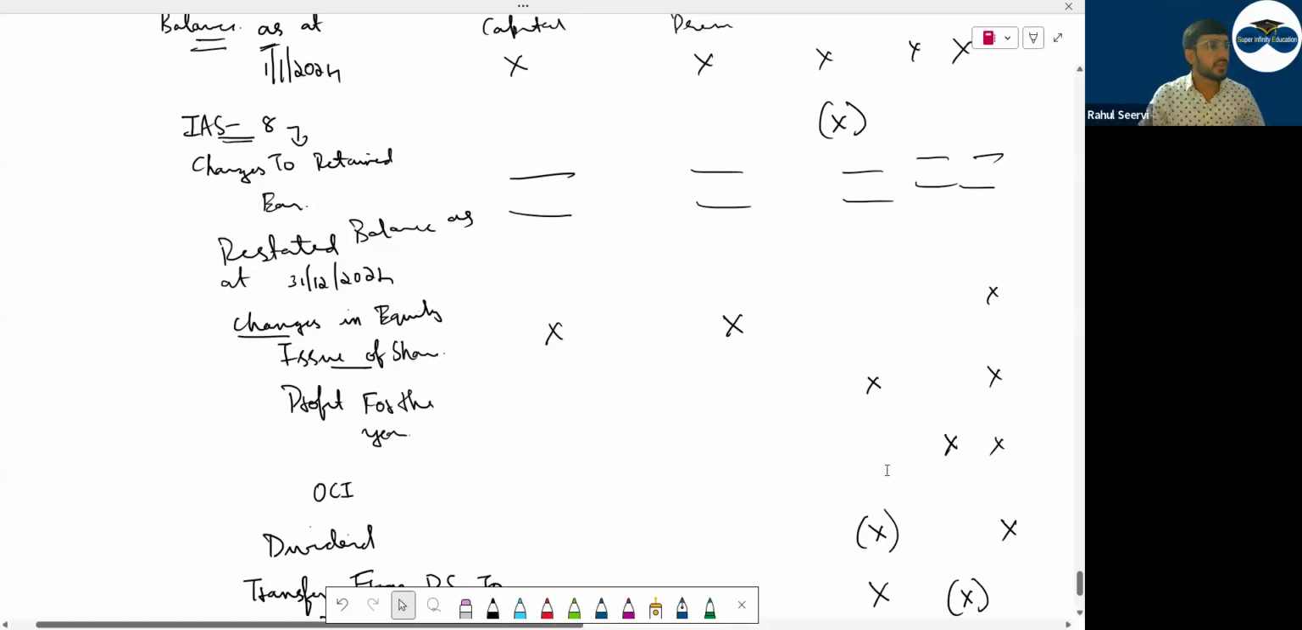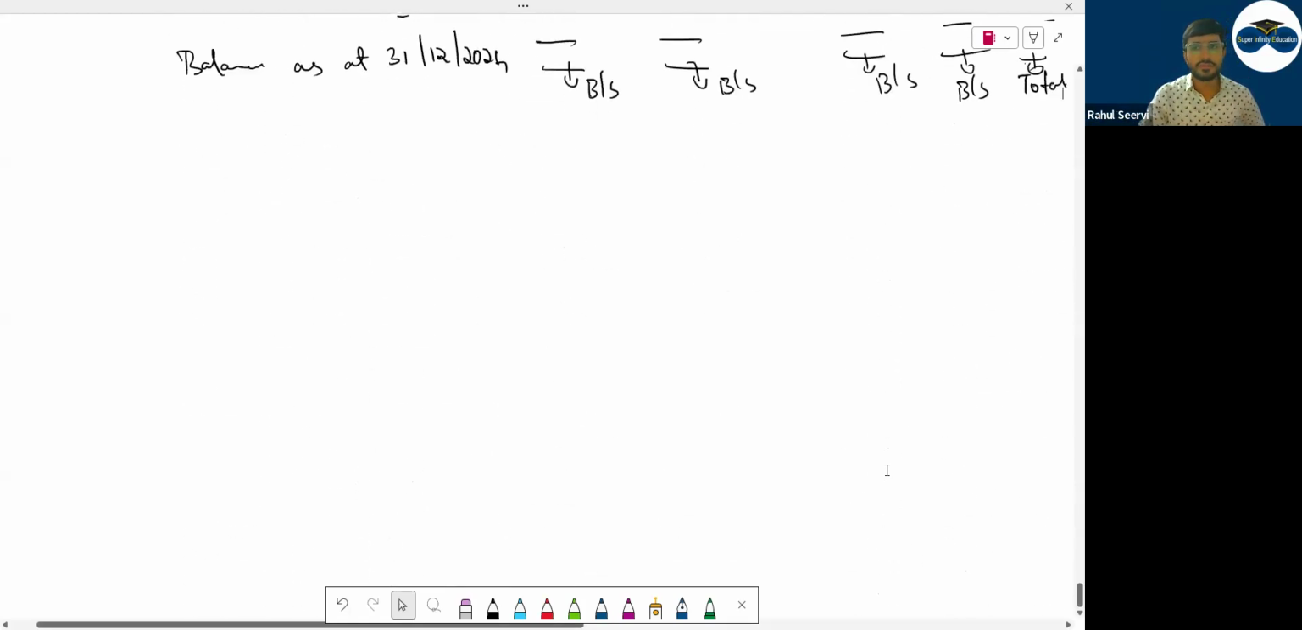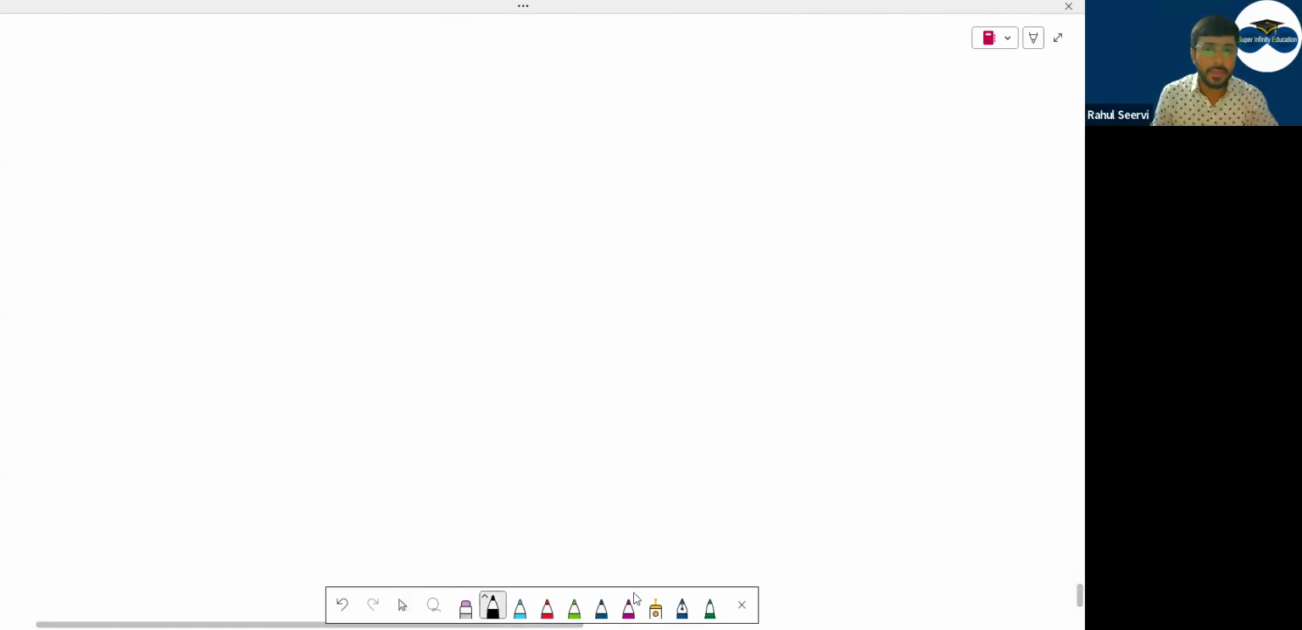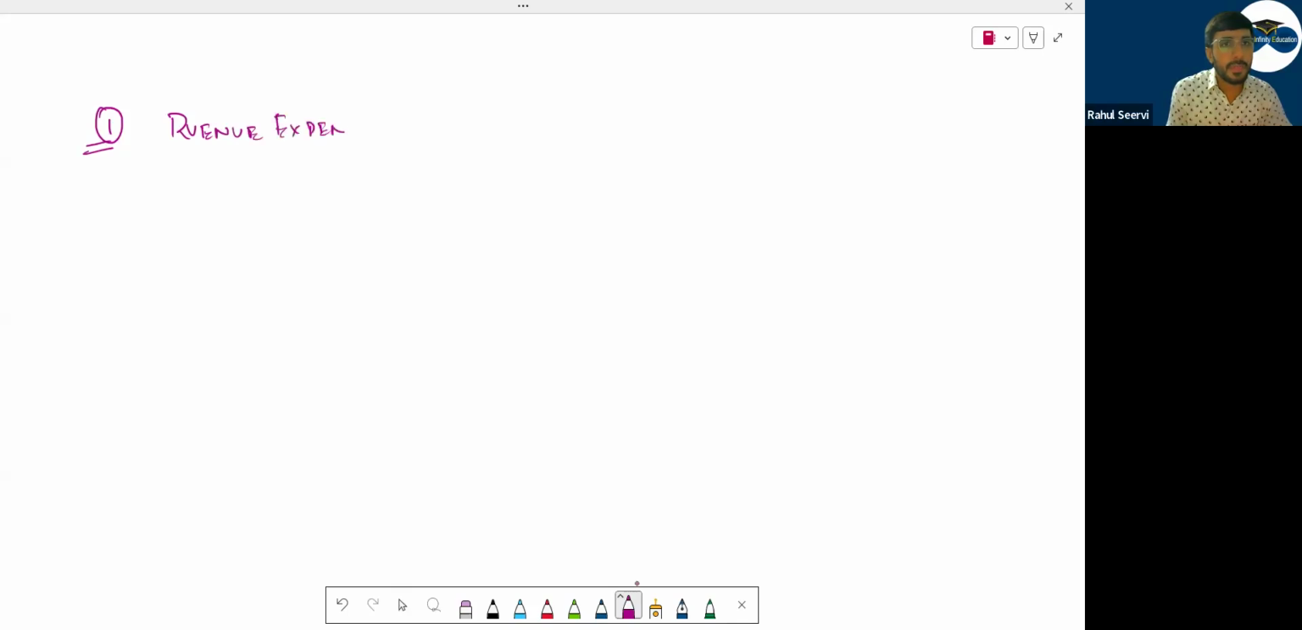Can I start with the basics now? Calculation part, some basics. Okay, now the first point you have to understand is the difference between revenue expenditure and capital expenditure.